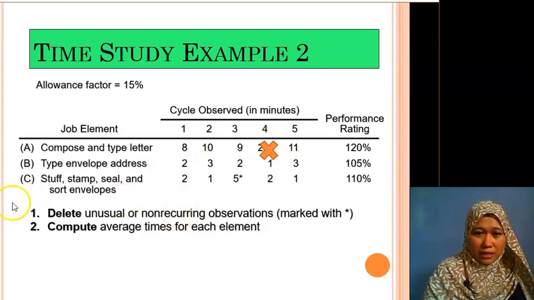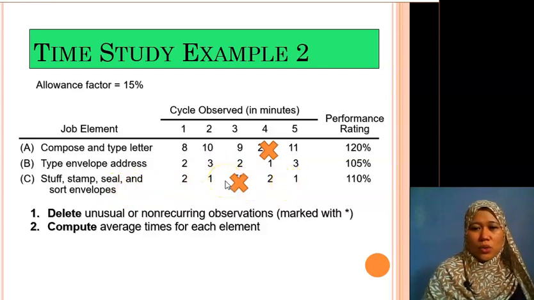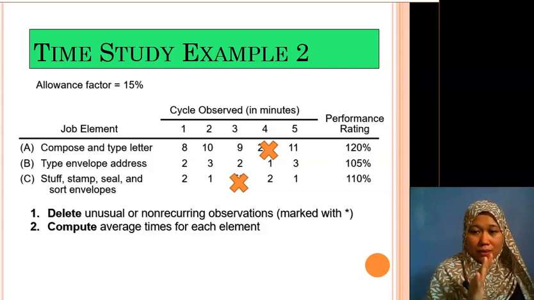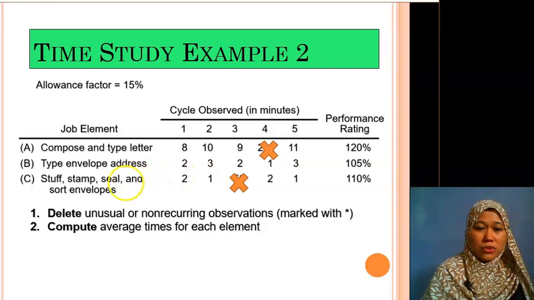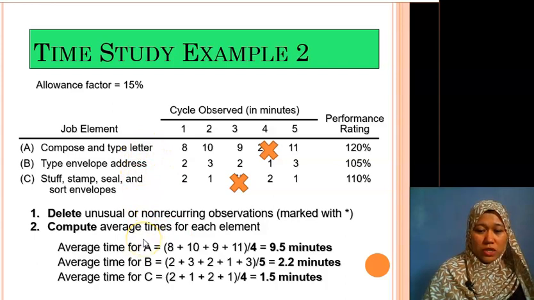We look at task C: 2, 1, 5, 2, 1. I think 5 is not normal, so we need to eliminate it. Once we have eliminated all the unusual observations, not within the normal range, we need to calculate the average observed time for each task. In this case, they have A, B, C, so we need to do it for each one.